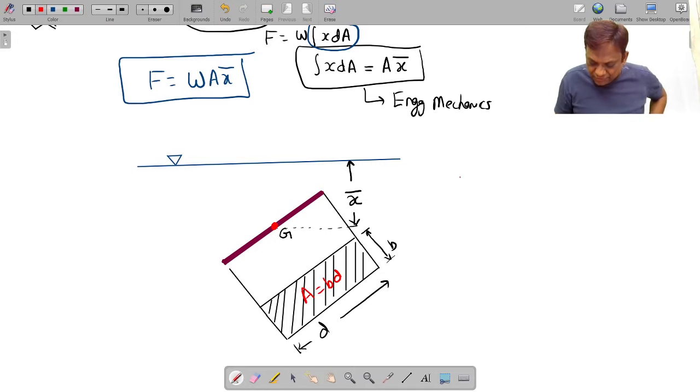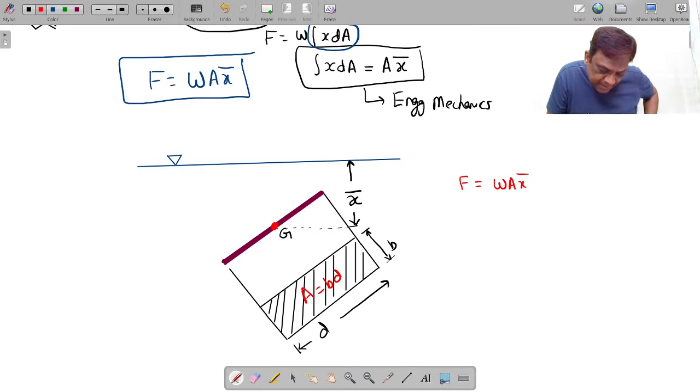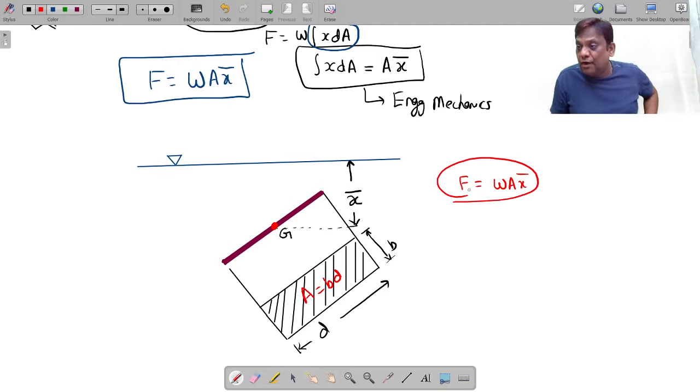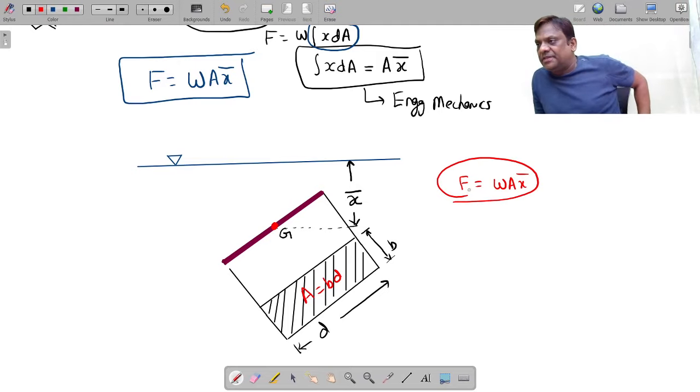So what is the equation for force? Look once, what is the equation for force? W A x bar. What is W? The fluid specific weight. A is the area. X bar is the vertical distance of the center of gravity from the free surface. This is the equation for hydrostatic force.